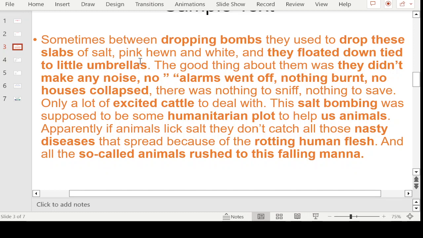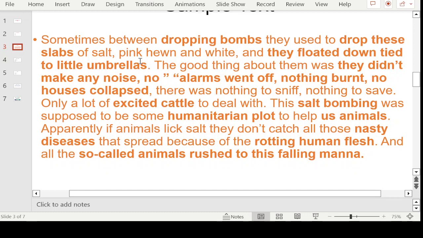Apparently, if animals lick salt, they don't catch all those nasty diseases. Now, there are the diseases which are spreading because of bombs, because the human flesh is rotting. So again, the reference goes back to the double phases. One phase is that of the bombing, killing the people, bodies are rotting, and the diseases are spreading. And on the other hand, we also have this kind of humanitarian safety for those people who have survived, so they can be saved. But these saved are actually the people who have been subdued.